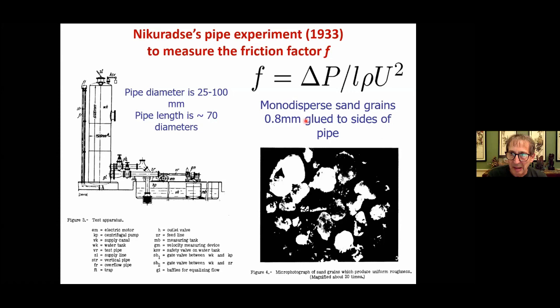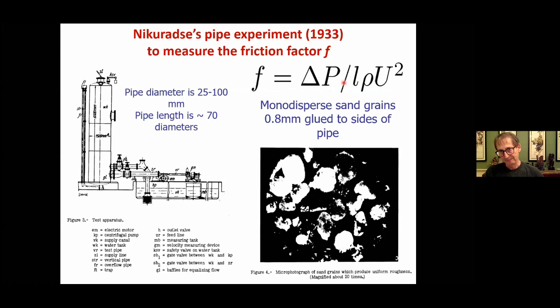And then he varied the size of the pipe. So what he had then was an ability to send fluid through a pipe which is rough, and he could vary the magnitude of the roughness compared to the diameter of the pipe. Now, the question you want to ask when you're trying to squirt fluid through a pipe is, what is the pressure drop you need to get the fluid to go through at a particular speed U? So let's call that pressure drop delta P per unit length, and then U is the speed, rho is the fluid density. So we define the dimensionless friction factor by this quantity over here.